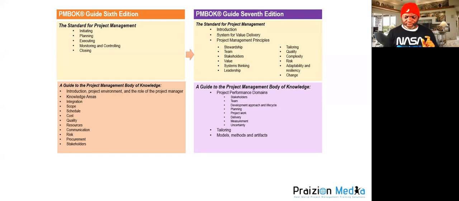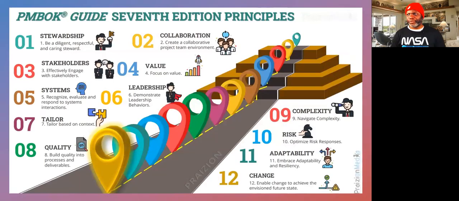And to round this up, I'm just going to show you really quickly what the 12 principles are. So let's take a look at the 12 principles real quick. 1, stewardship, be a diligent, respectful, caring steward. 2, collaborate. 3, effectively engage stakeholders. 4, focus on value. 5, think systemically. 6, be a leader. 7, tailor based on context. 8, think about quality, build it in. 9, navigate complexity. 10, optimize risk responses. 11, be adaptable. Being adaptable is going to help you be more resilient. And 12, enable change to achieve the envisioned future state.